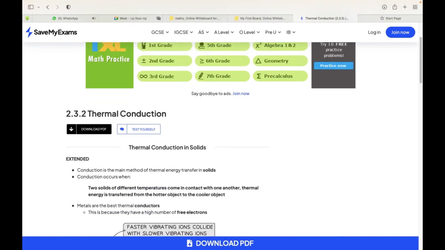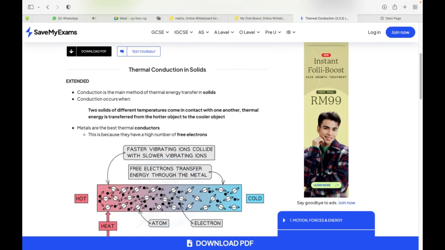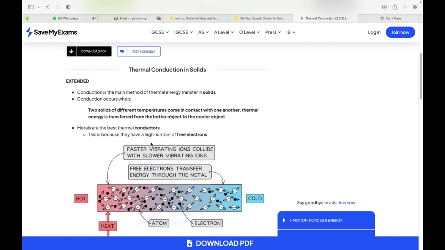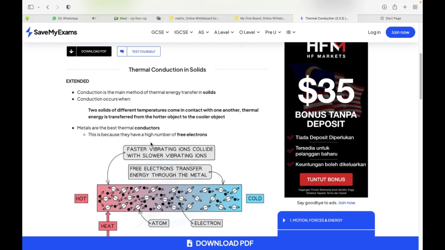So still on thermal conduction, now we are going to thermal conduction in solids. We want to explain what is happening when you take a solid and you heat it. Conduction is the main method of thermal energy transfer in solids. So when you take a solid, heat is transferred mostly by the process of conduction.